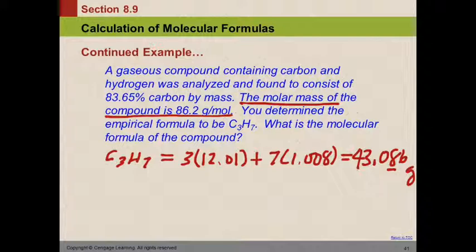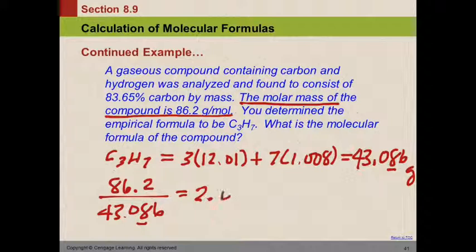So sometimes you can see that and sometimes you can't. Well, what if you can't see it? Well, you take the molar mass that they give you and you divide it by the mass of the empirical formula, and you come up with 2.0006. That's really close to a whole number. So that tells us that our integer is 2.